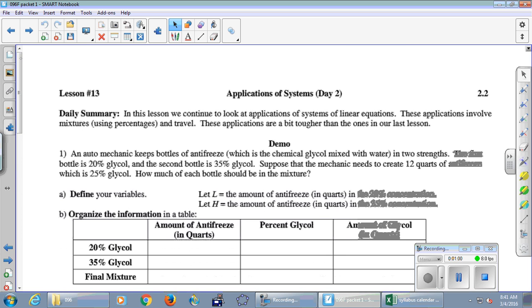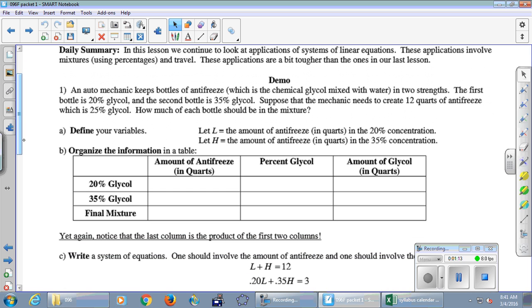At the top, daily summary. In this lesson, we continue to look at applications of systems of linear equations. These applications involve mixtures using percentages and travel. These applications are a bit tougher than the ones in our last lesson, but it's going to be the same kind of setup, same kind of process for us. Number one, an auto mechanic keeps bottles of antifreeze.